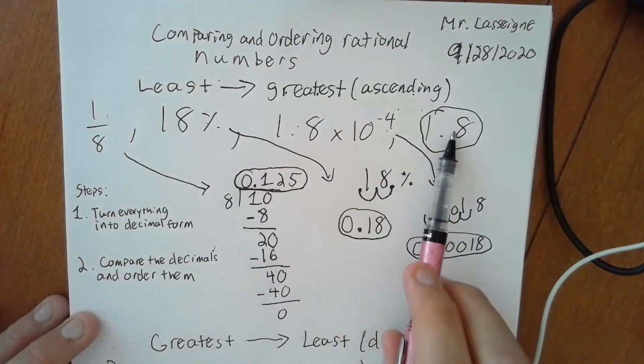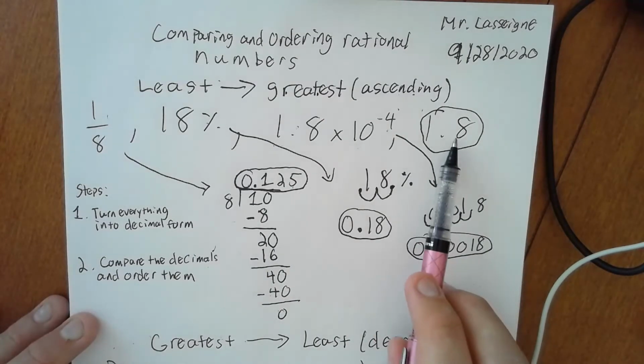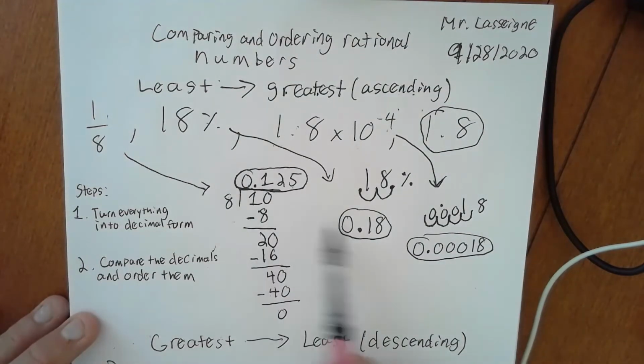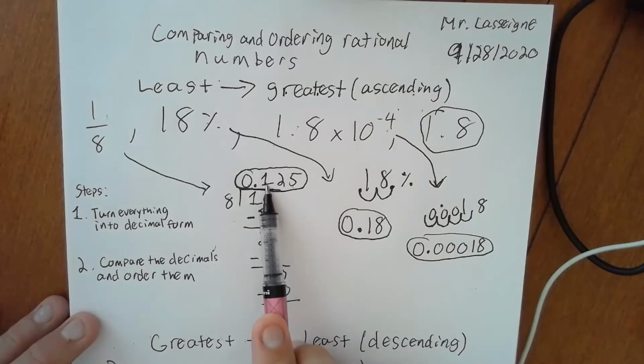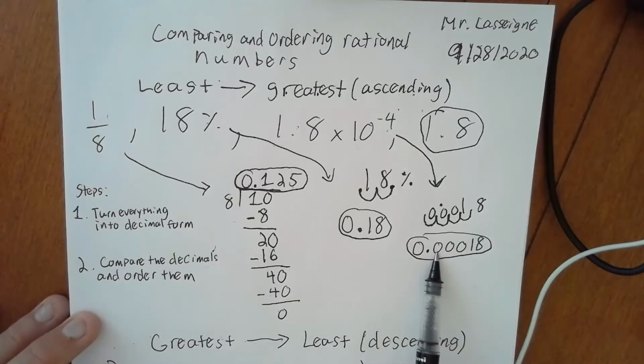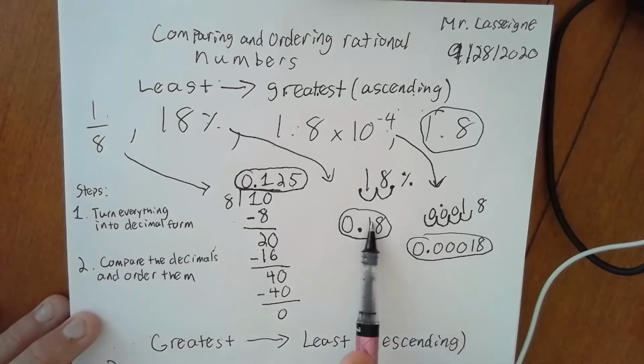So this one is definitely not the smallest. It's actually the biggest. But we're looking for the least right now. So now we just need to compare these three numbers. Go to your next place value, the tenths. This has a 1 in the tenths spot. This has a 1 in the tenths spot. This one has a 0. So 0 is less than 1.